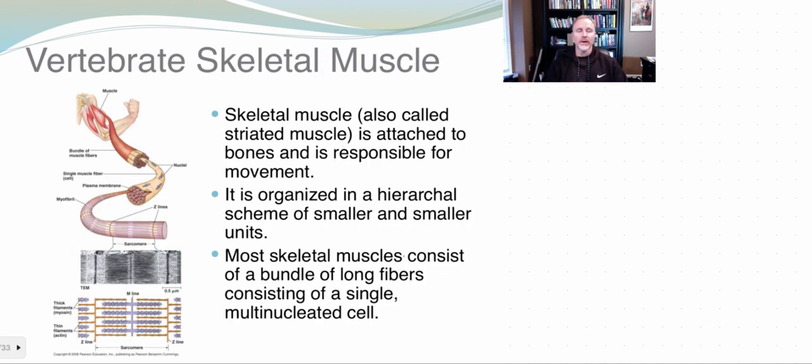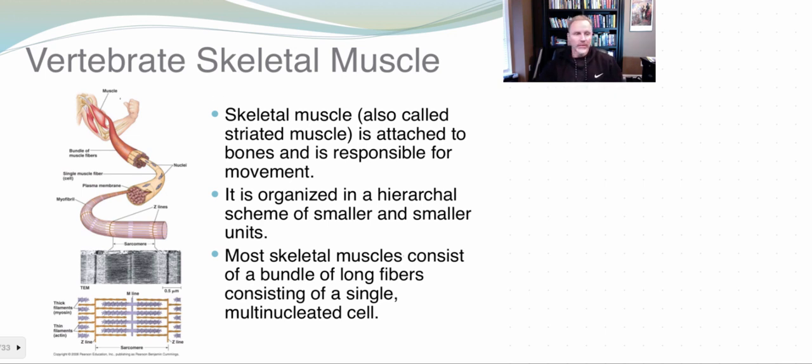Okay, so as far as the skeletal muscle is concerned, it's also referred to as striated muscle, and just recall that it's one of the three main types of muscle that we've learned about. We've learned about cardiac muscle, we learned about smooth muscle, and this is the skeletal muscle. This attaches to the bones, of course, and provides for the movement. And it's a hierarchical scheme of smaller and smaller subunits.